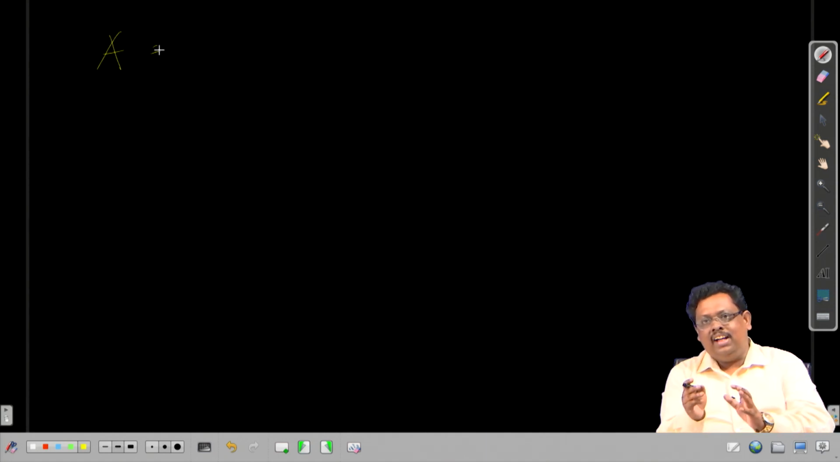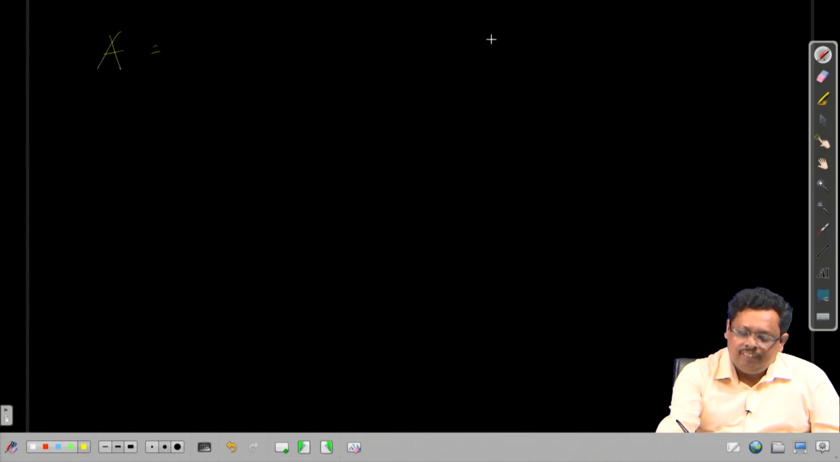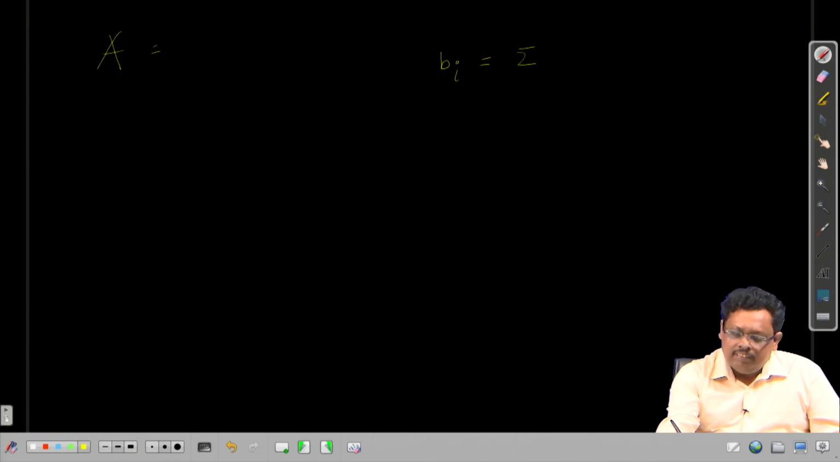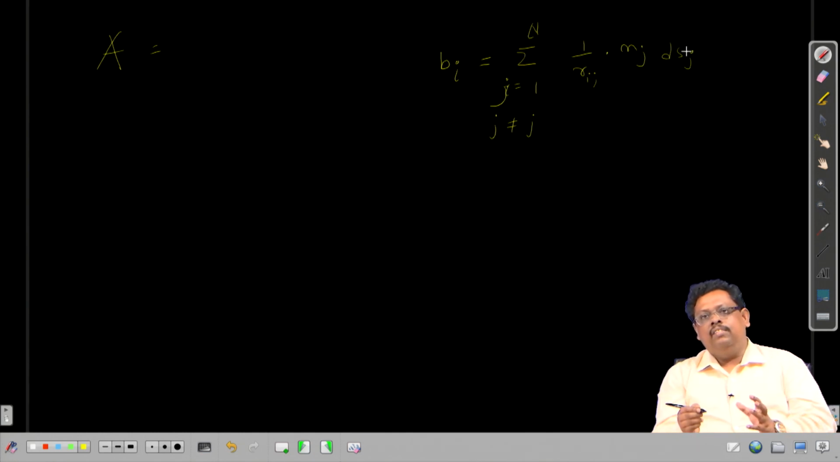So, in a similar way try to think how we can write the right hand side matrix, which is nothing but your B i. This coefficient is nothing but summation j is equal to 1 to n, and when j not equal to i, 1 upon r i j multiplied by n j into d s j, right. In a similar way you need to write the right hand side matrix also.